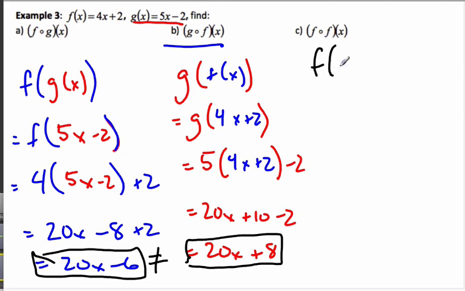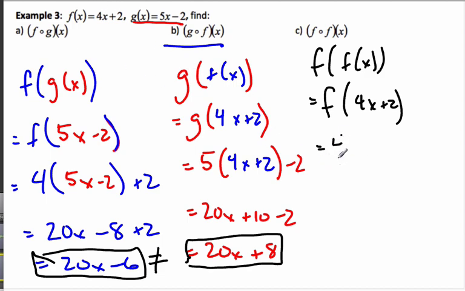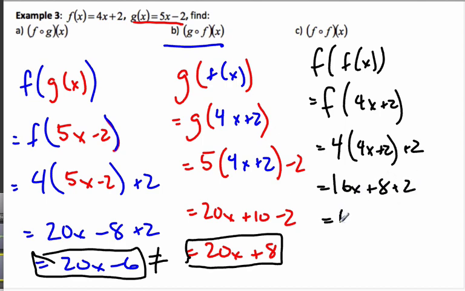Well, that means f of x here, which is f. Well, f is 4x plus 2. And then I'm going to take this value here and plug it in for f into itself. So that's 4 times 4x plus 2 plus 2, which gives me 16x plus 8 plus 2, which is 16x plus 10. Let's try another example.